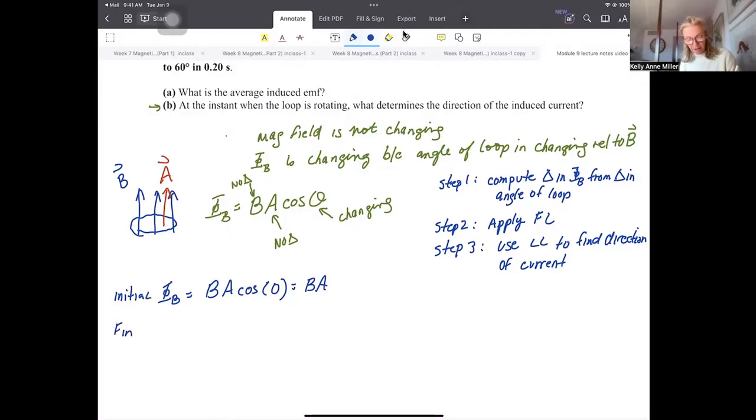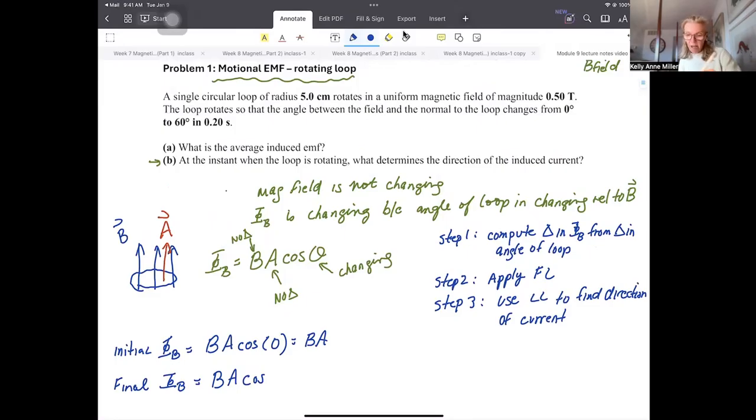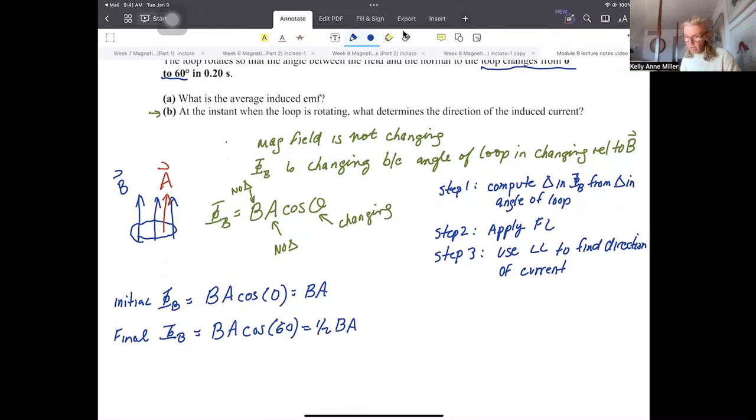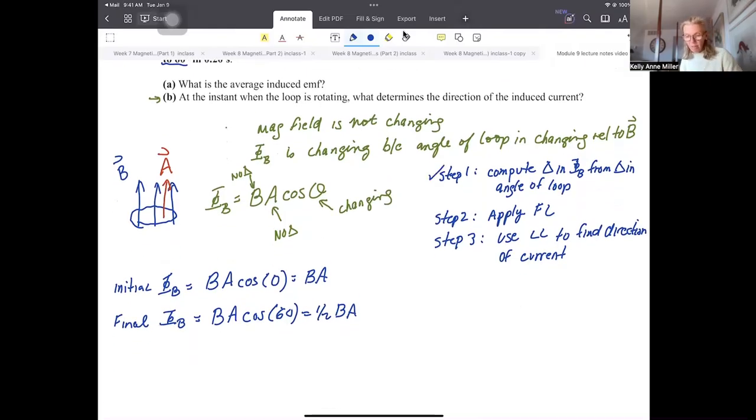The final flux is just going to be B A cosine 60, right? The loop changes angle from 0 degrees to 60 degrees. So I'm going to put 60 in there. Cosine of 60 is 1/2. So this just works out to 1/2 B times A. Okay, so that's step one done.